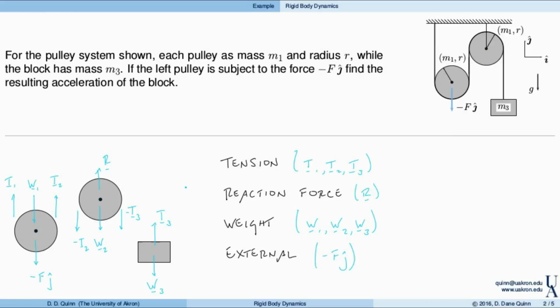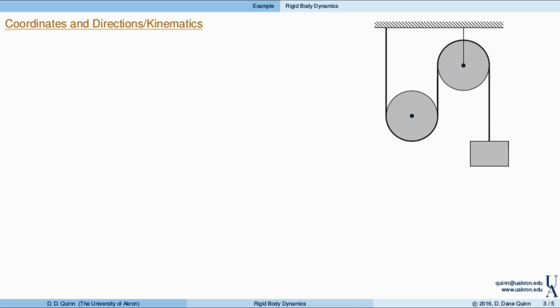So here at this step, we're just trying to identify what forces act on the system. We're not necessarily saying what they are, or we're not trying to give directions or anything. We're just trying to say that they're there, which will help us to identify the coordinates and directions that we may need to solve this problem. So now let's turn to that, coordinates and directions. Remember that the coordinates are measurable quantities that help us identify the configuration of the system. And the directions are whatever directions are relevant to the motion and the forces.